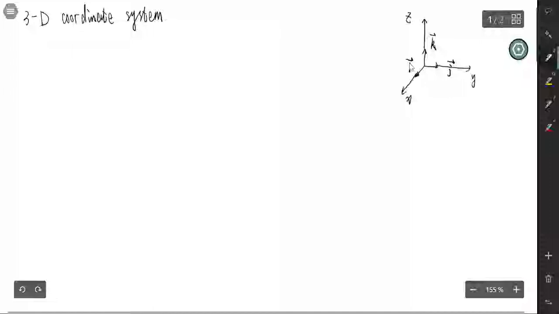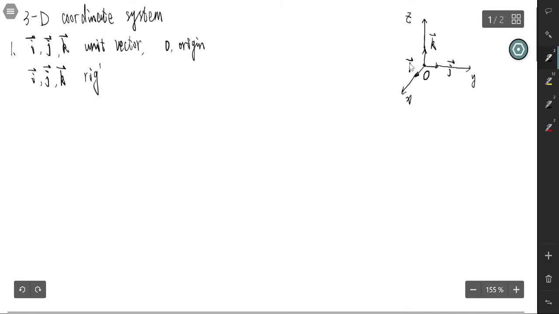These three vectors follow the right-hand rule. I, J, K should be unit vectors, and their start points are placed at the point O. We call this O the origin point, or origin. And I, J, K follow the right-hand rule, the right-hand orientation.